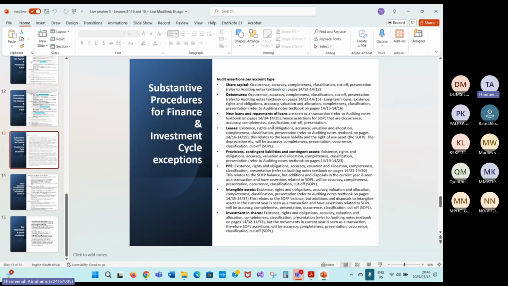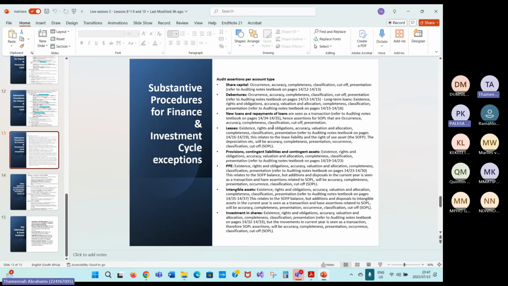Because if your client is the lessee, what is the accounting for the lessee? If your client is a lessee, meaning your client is the tenant, it will be a right of use asset and a lease liability, isn't it? The right of use asset will be an asset, so that will be in the statement of financial position. But what does your right of use asset have? Depreciation. So that will be an expense.